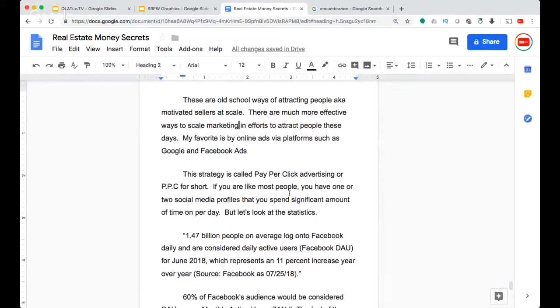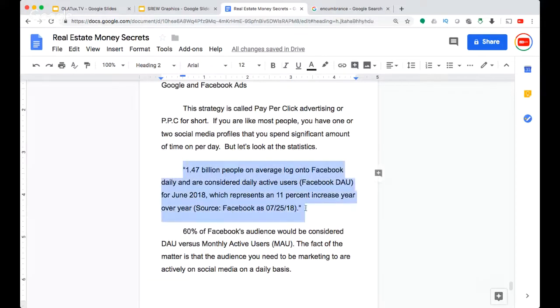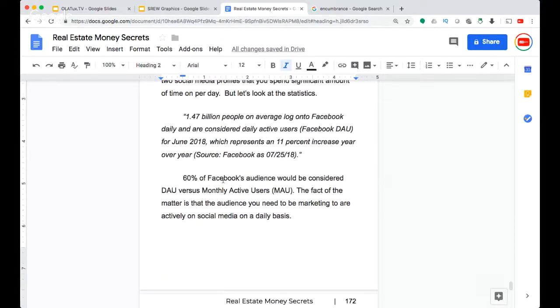If you're like most people, you have one or two social media profiles that you spend a significant amount of time on per day. But let's look at the statistics. 1.7 billion people on average log on to Facebook daily and are considered daily active users for June 2018, which represents an 11% increase year over year. 60% of Facebook's audience would be considered DAU versus monthly active users.